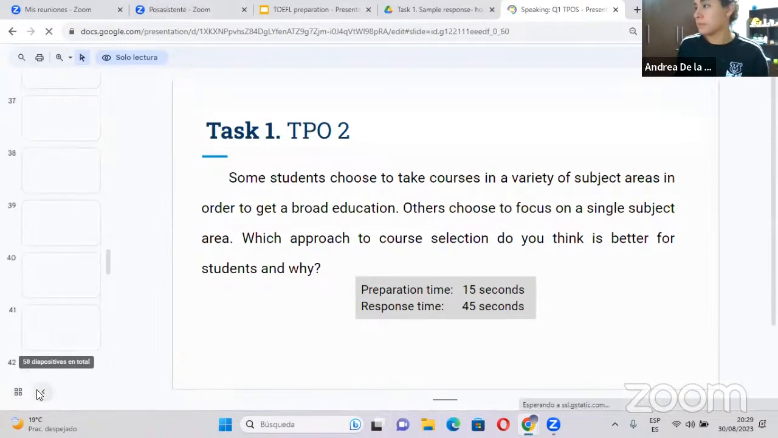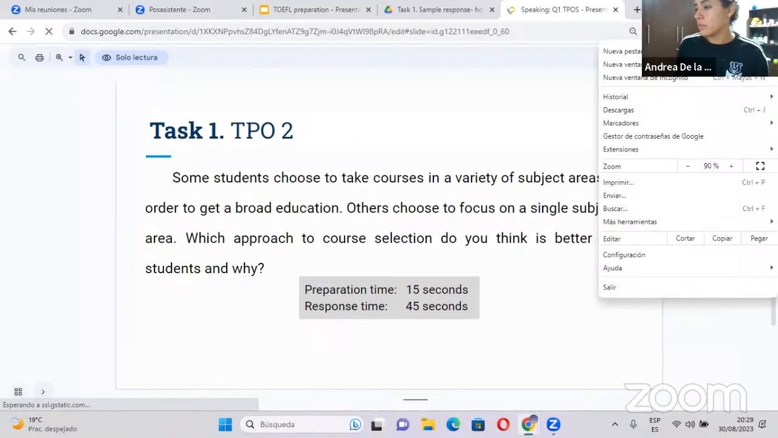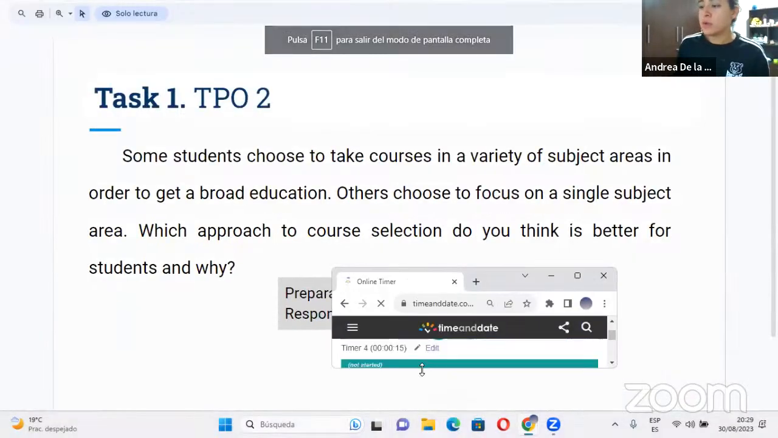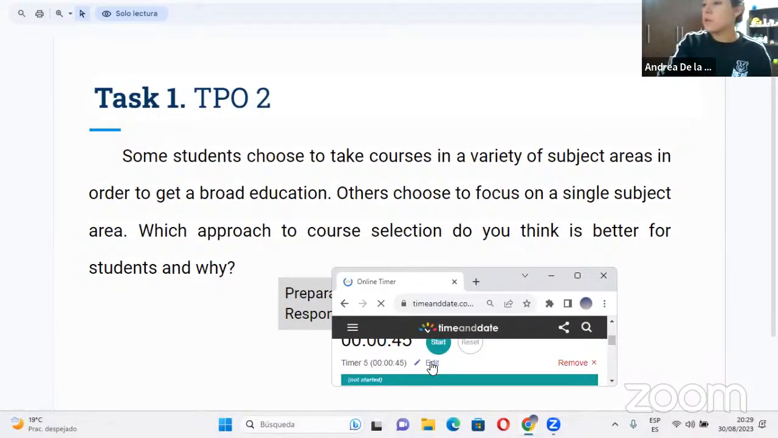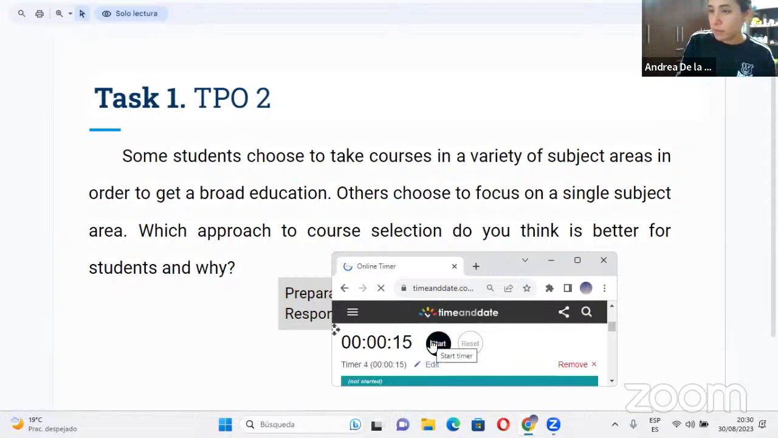Okay, guys. So we're going to start with this question right here. The question says, some students choose to take courses in a variety of subject areas in order to get a broad education. Others choose to focus on one single subject area. Which approach to course selection do you think is better for students and why? Now you guys will have 15 seconds to prepare your responses. You may start preparing now.